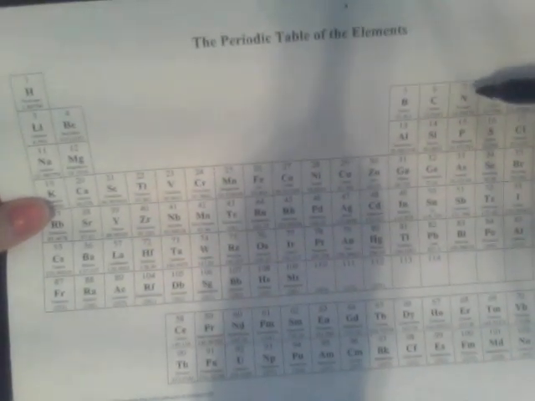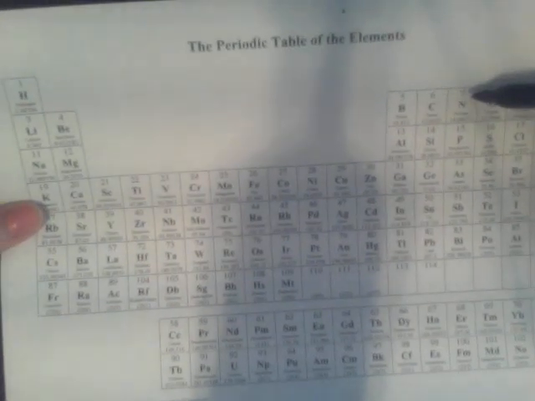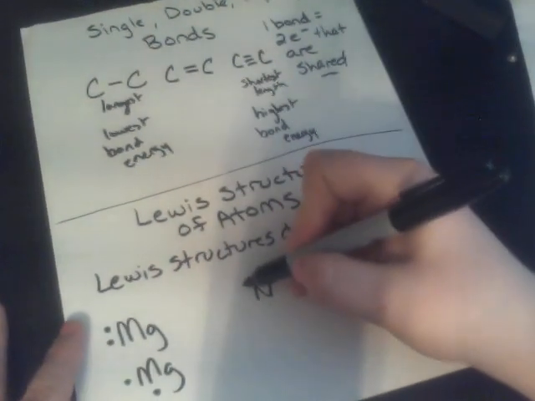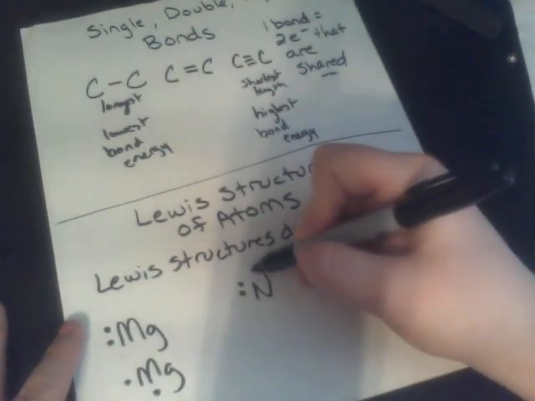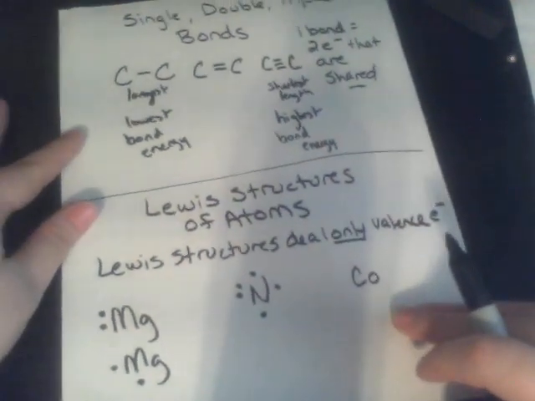For nitrogen, nitrogen is over here, and nitrogen's in the 5th column. We should be able to do that pretty quickly after some practice. 1, 2, 3, 4, 5. So nitrogen's going to have 5. So 1, 2, 3, 4, 5.